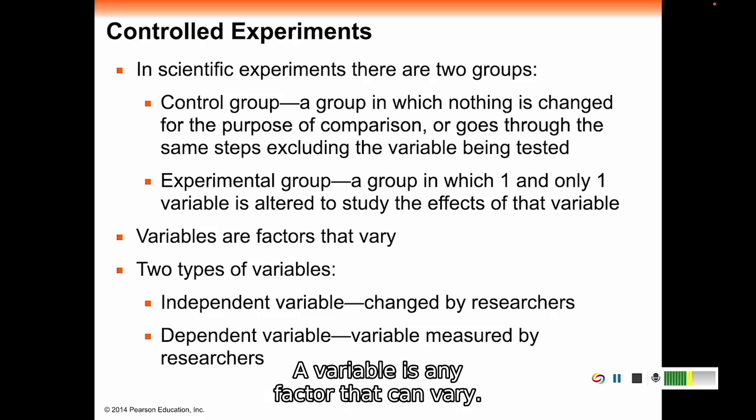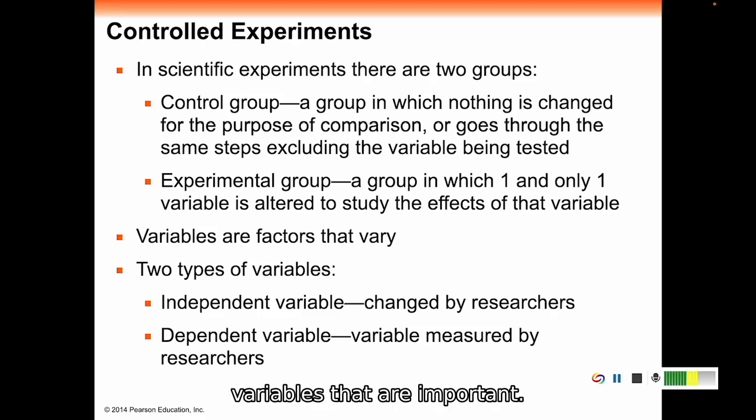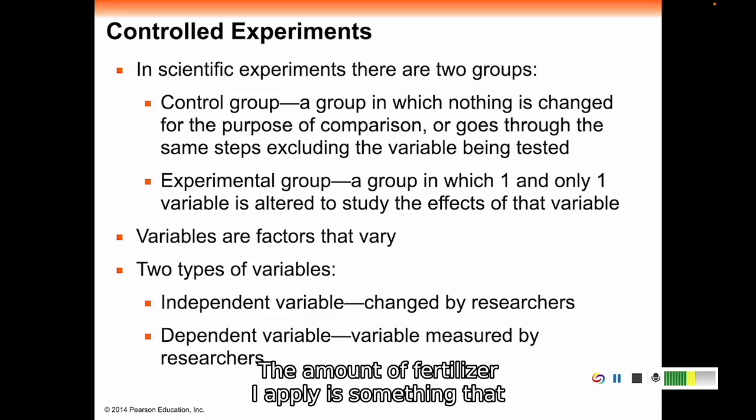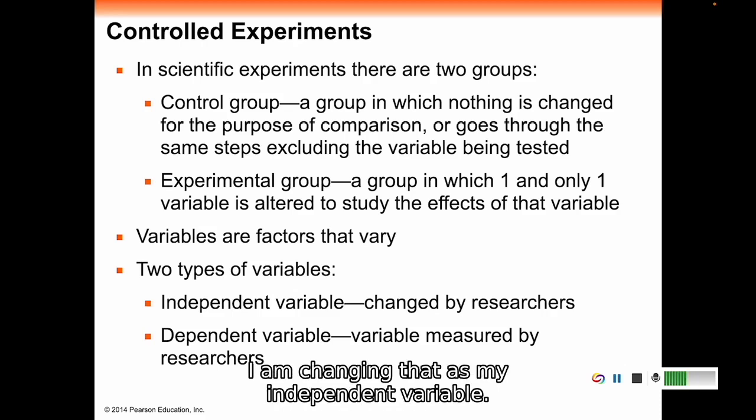A variable is any factor that can vary. And in science, there are two types of variables that are important. One is the independent variable, which is what researchers are changing. The amount of fertilizer I apply is something that I am changing. That is my independent variable.